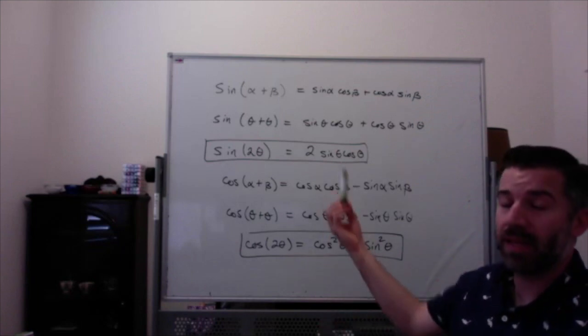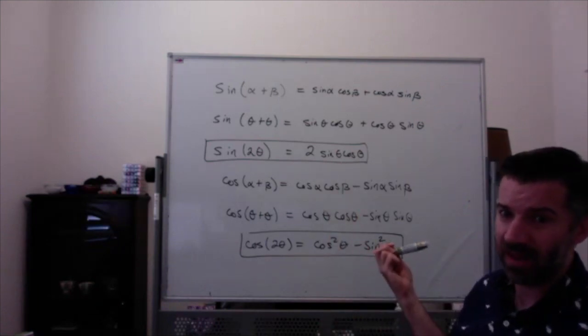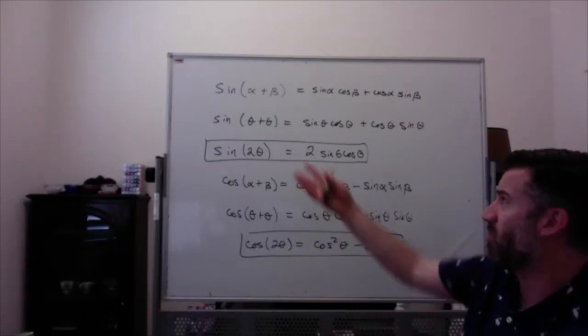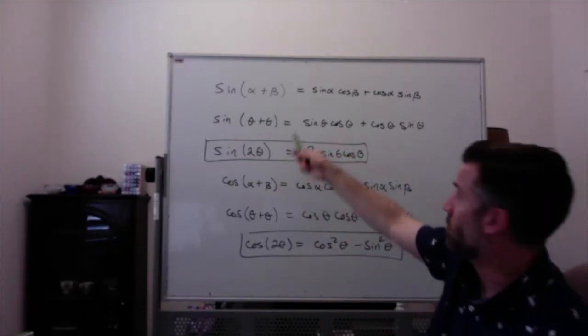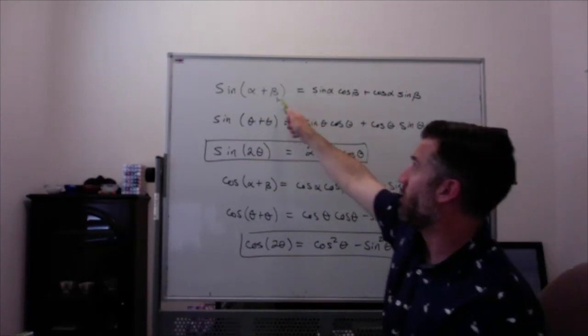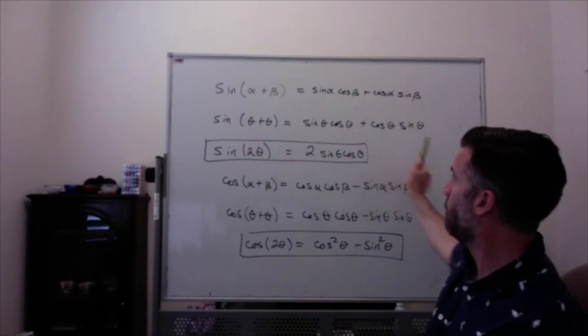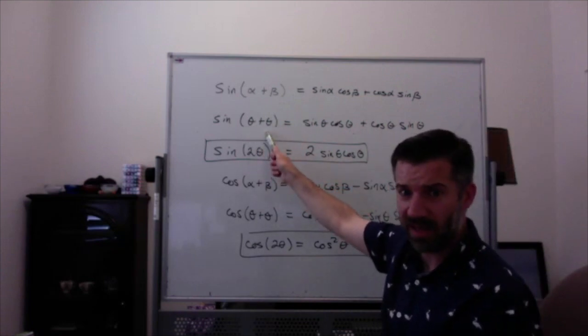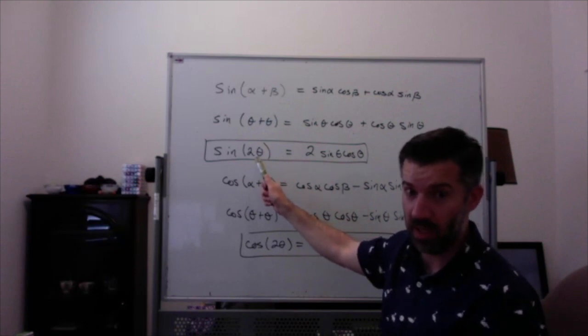But now I'm going to replace each angle, alpha and beta, with the same angle. You could call them both alpha or A. I called them both theta. So I'm just replacing every alpha with theta and every beta with theta. And so then sine of theta plus theta, well, theta plus theta is just double theta or 2 theta.